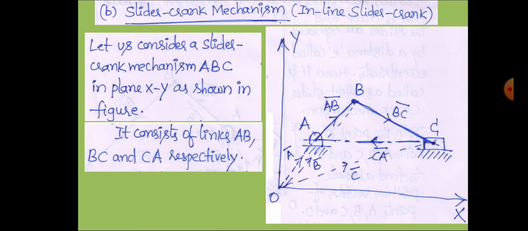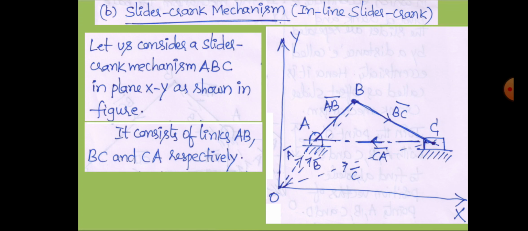So now in a slider crank mechanism, here I represented AB as AB bar because the direction is from A to B, that is AB bar, B to C, BC bar and C to A, so CA bar. Like that AB bar, BC bar, CA bar are the relative position vectors. But how to find them?